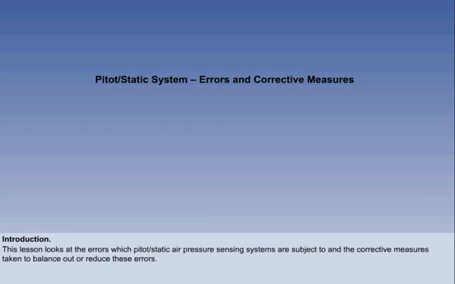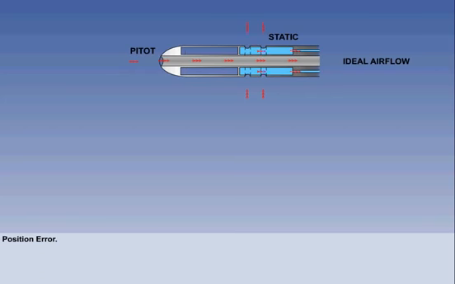In this lesson, we will look at the errors which pitot-static air pressure sensing systems are subject to and the corrective measures taken to balance out or reduce these errors. The first error we will look at is known as position error.